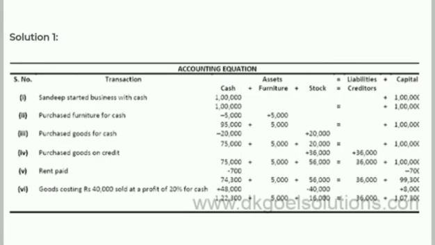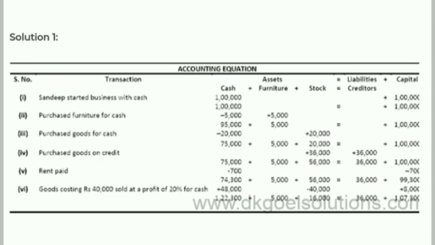For the very first transaction, you have started business with cash. In assets, you will write cash of 1 lakh and capital of 1 lakh. The next point states you have purchased furniture for cash costing 5,000. So from cash we will deduct 5,000. On the other hand, we will add 5,000 to the furniture. There will be no change in capital. The equation after this transaction will be 95,000 in cash, furniture of 5,000 and the total capital will be 1 lakh.